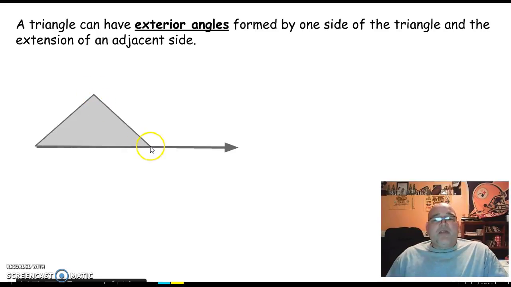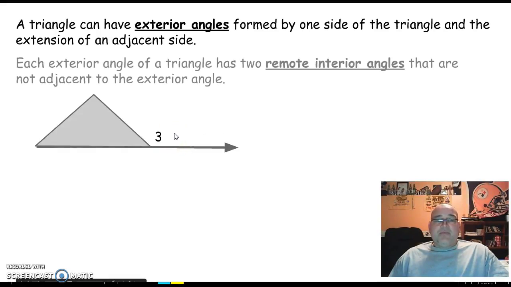So we're going to form an exterior angle, exterior of course meaning outside. So we're going to form an angle outside the triangle with this side and the extension of an adjacent side. 3 is an exterior angle.